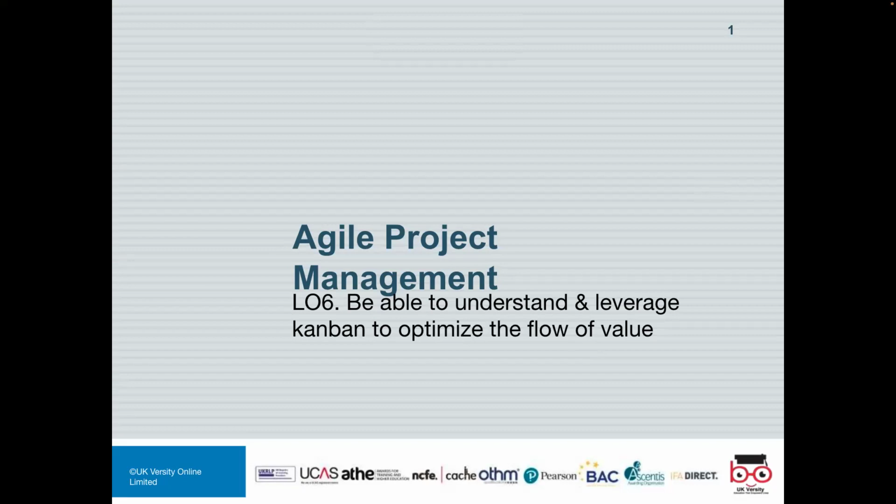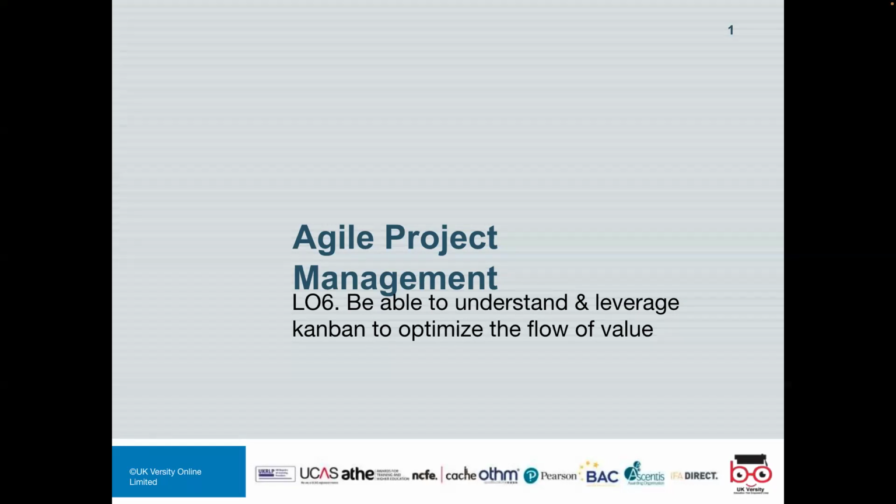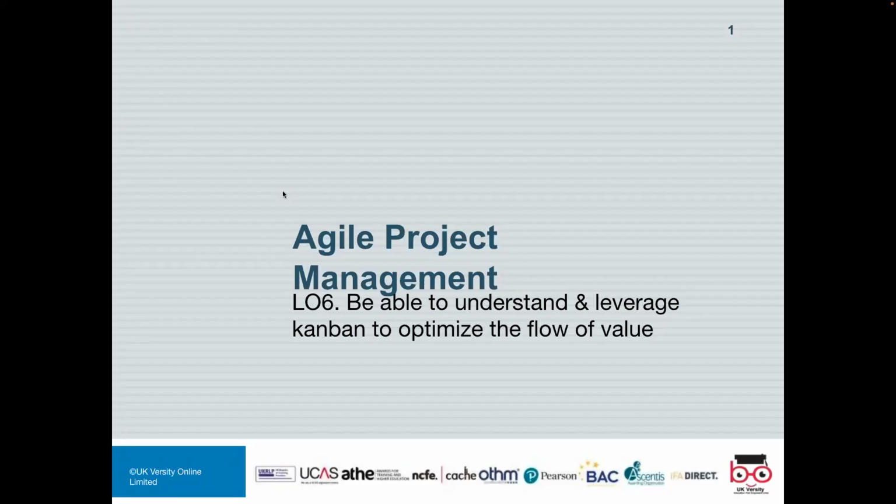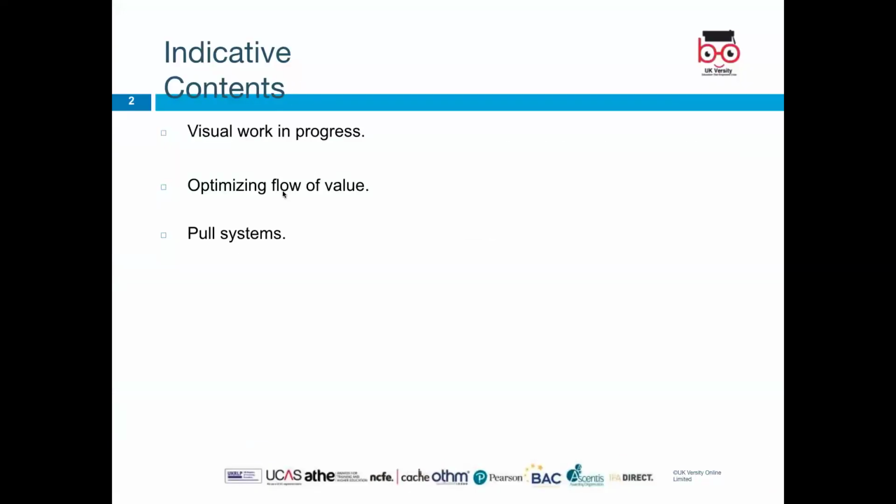Yeah. So obviously, because this ends by 11, it's possible I skip some and everything, so that I don't have to bore you or waste your time. So Agile project management, the learning outcome 6: be able to understand and leverage Kanban to optimize the flow of value. So the indicative content: visual work in progress, optimizing flow of value, whole systems.